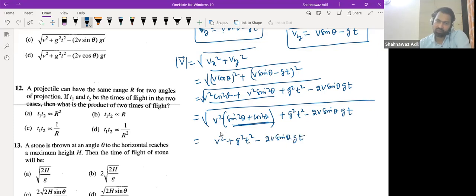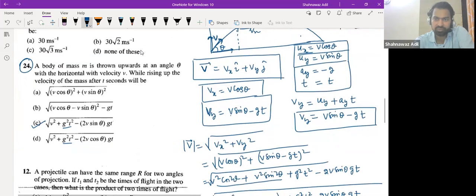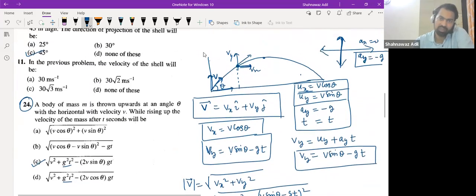Of course, we can take gt common in here, but in our answer, the g terms are separated, right? So we have got this term, we have got this term, so no need to take it in common. So this would be the answer. Any doubt in this question, guys? No, sir. Yeah, so please note down this part.